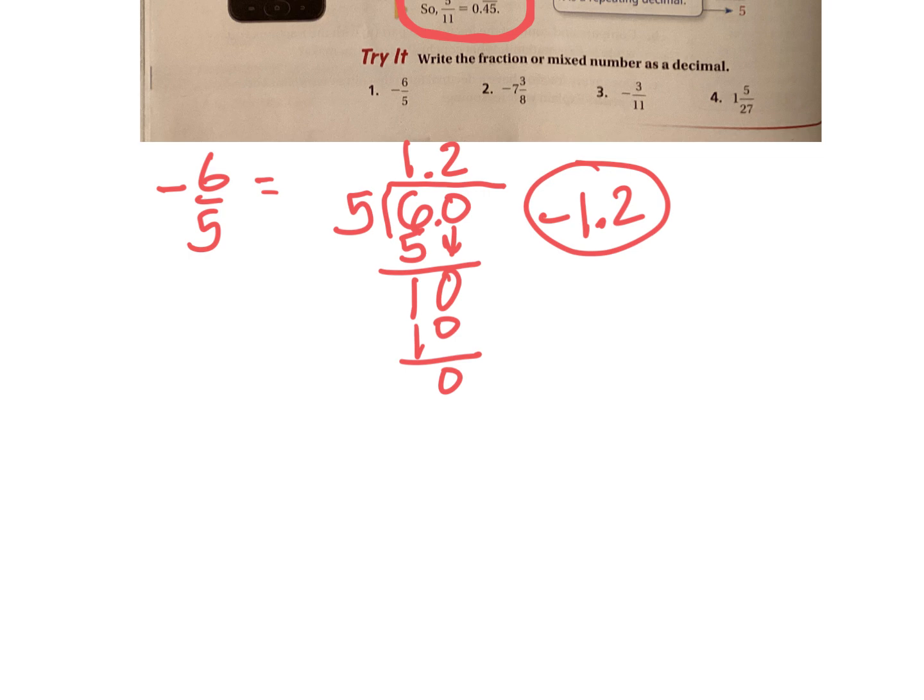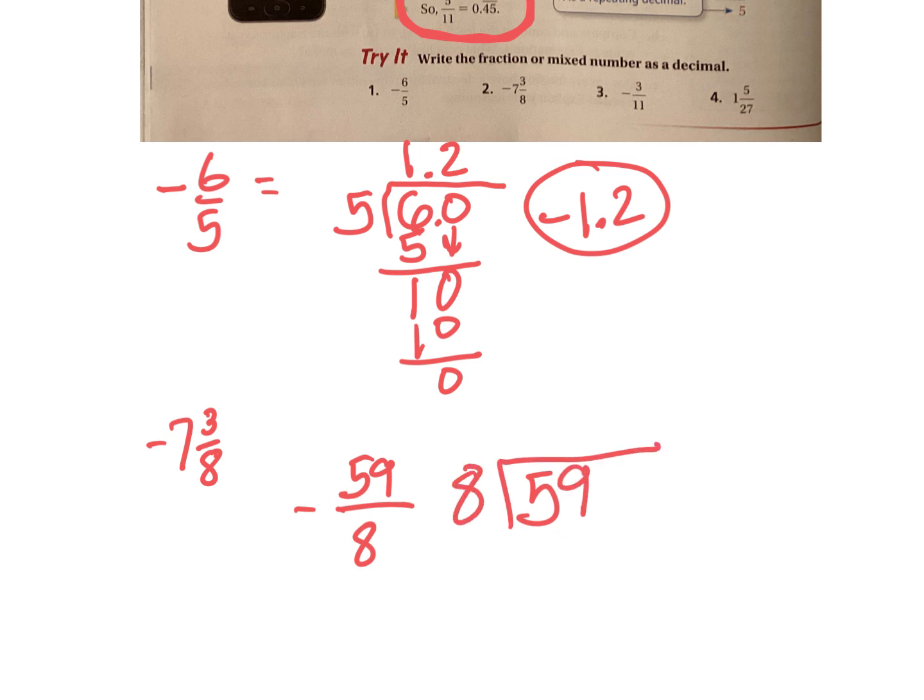All right. Now let's do number 2, which is -7 3/8. I'm going to change that into an improper fraction. So 8 times 7 is 56, plus 3 is 59 over 8. And then I put my numerator inside, put my denominator to the side, and then I divide out. How many times does 8 go into 59? 7 times. That's 56. Subtract that, it gets me 3. Then I'm going to put a decimal, I'll just add a few zeros here. Don't know how many I need.